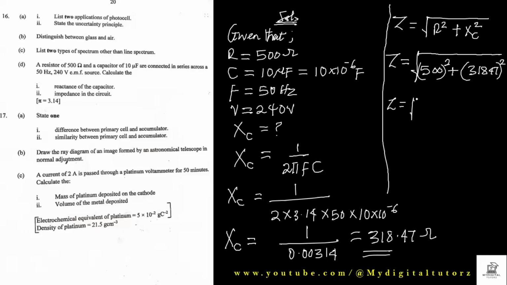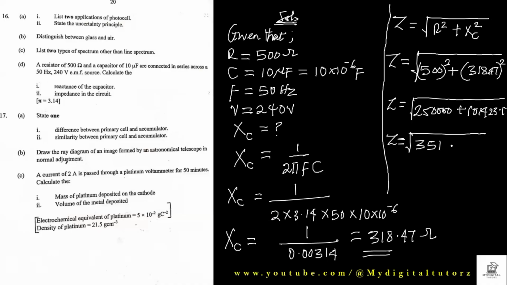So Z would be equal to root of, so what is the square of 500? It is 250,000, plus 318.47 squared. So when you square it, you have 101,423.1. So then Z would be equal to, let us add them together, 250,000 plus 101,423.1. That will give us 351,423.1409.